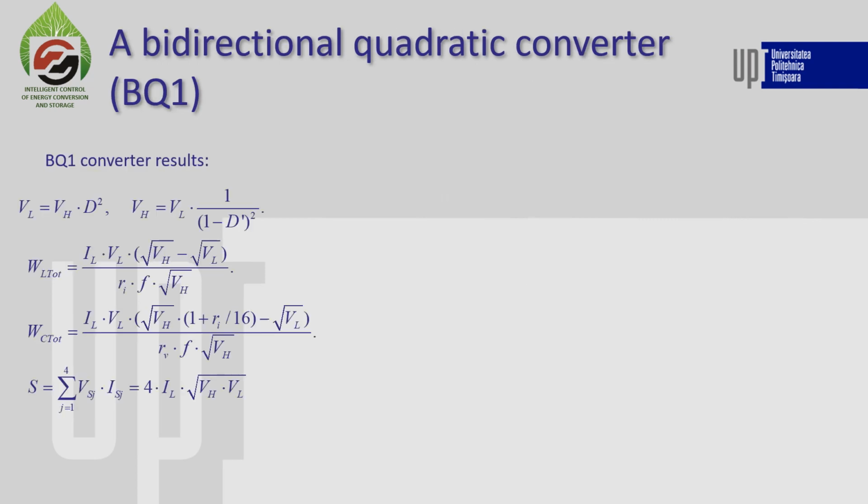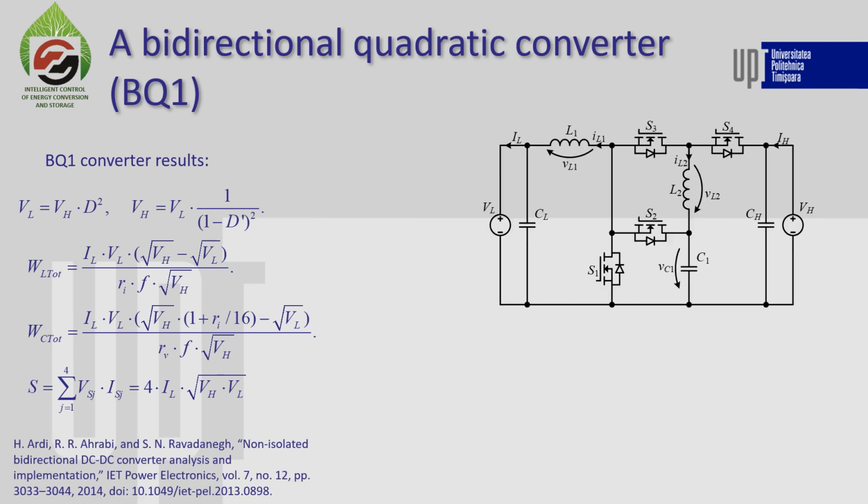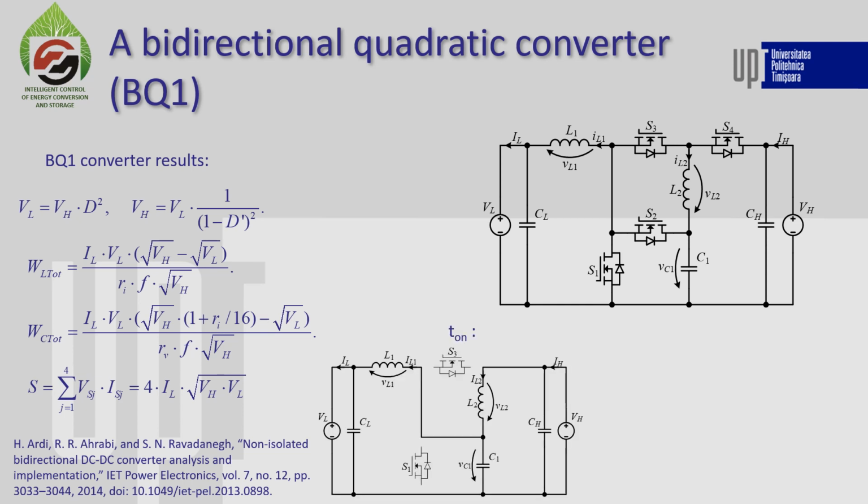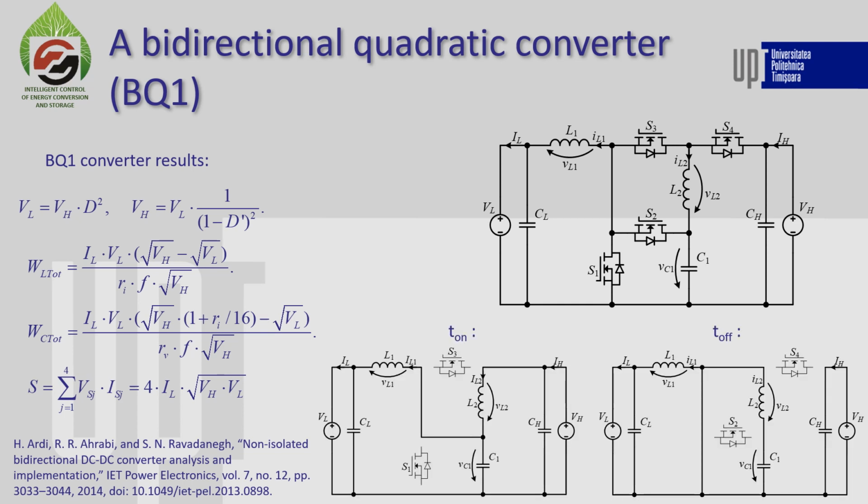Next, we have a bidirectional quadratic converter with a different schematic, but as we see, it has the same equations, the same mathematical characteristics as the previous schematic. Because even if this converter has a different schematic, the two equivalent switching schematics are identical or very similar to the conventional quadratic converter, at least in terms of electrical schematic.